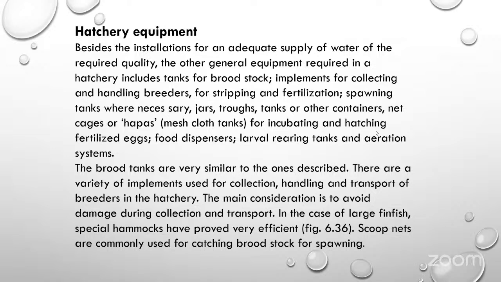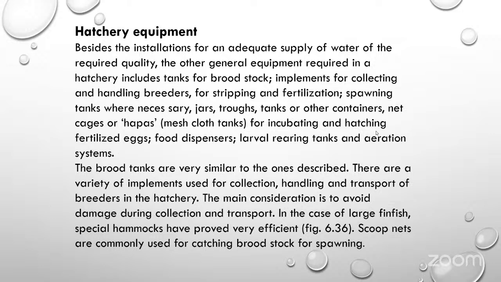Hatchery equipment. Besides the installations for an adequate supply of water of the required quality, the other general equipment required in a hatchery includes tanks for brood stock, implements for collecting and handling breeders, for stripping and fertilization, spawning tanks where necessary, jars, troughs, tanks, or other containers, net cages or hapas, for incubating and hatching fertilized eggs, food dispensers, larva rearing tanks, and aeration system.